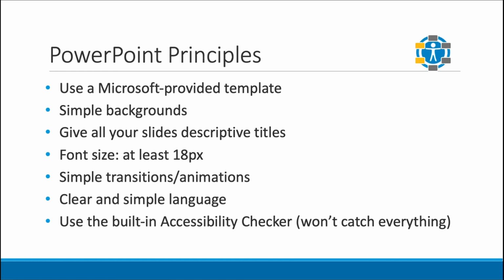Again, simple and clear language. And then use the built-in accessibility checker. The accessibility checker that I showed you over in the Word document also has a counterpart in PowerPoint that will do things like make sure the items in your slide are being read in the correct order that you anticipate them being read in. And so it will say, this is the first thing that's going to be read on a slide. This is the second thing. This is the third thing. So that can be really helpful to go through as well.